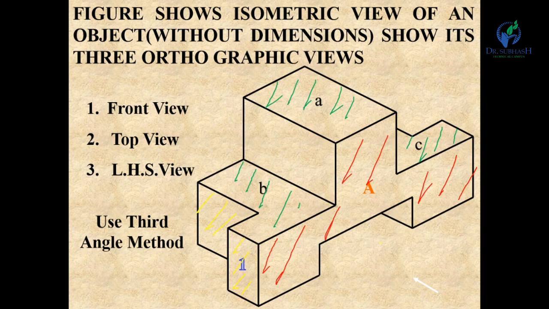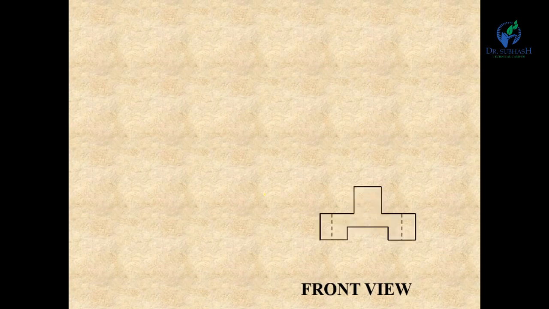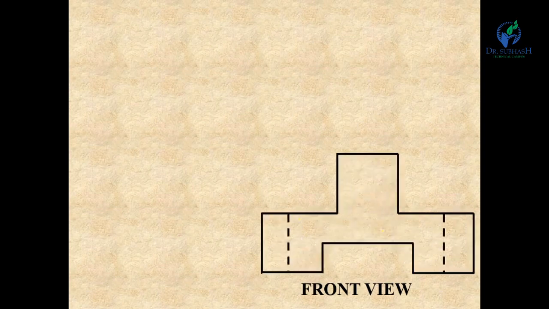Now let us draw 1 and 2, they will show the side view. Also 1, 2, 3 show the side view. Now let us first draw the front view. In third angle projection method, front view is below the XY line and top view is above the XY line, and the left hand side view is to the left of the front view. So first of all draw this front view.